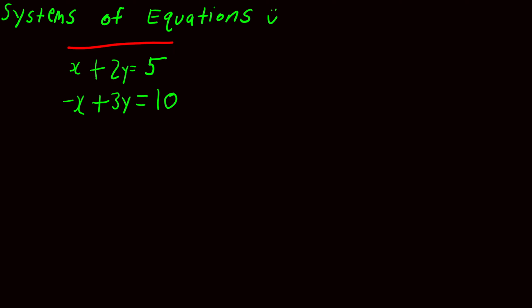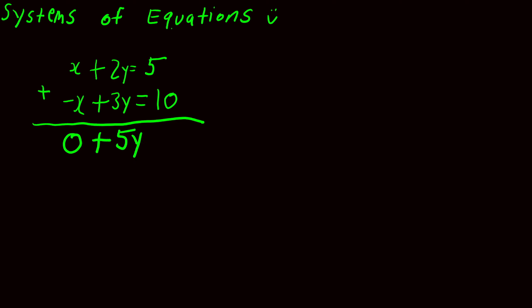Okay, now what we can do is we can just add down, right? So we'll just add these two. So what is x plus negative x? 0. So let's put 0 here. Plus 2y plus 3y is 5y. 5 plus 10 is 15. And now we can solve this, right? 5y equals 15. Divide both sides by 5. And I get y equals 3.